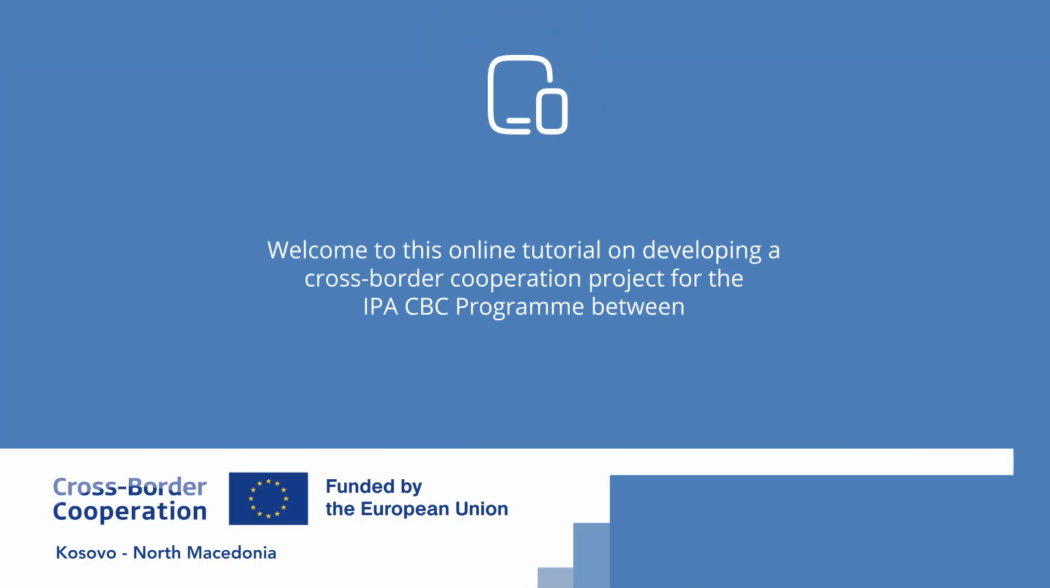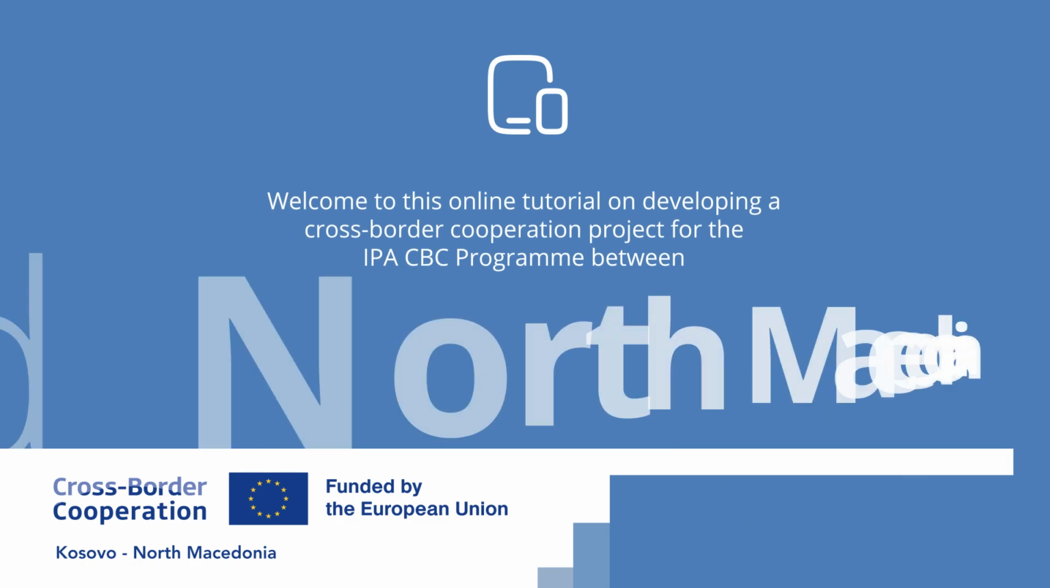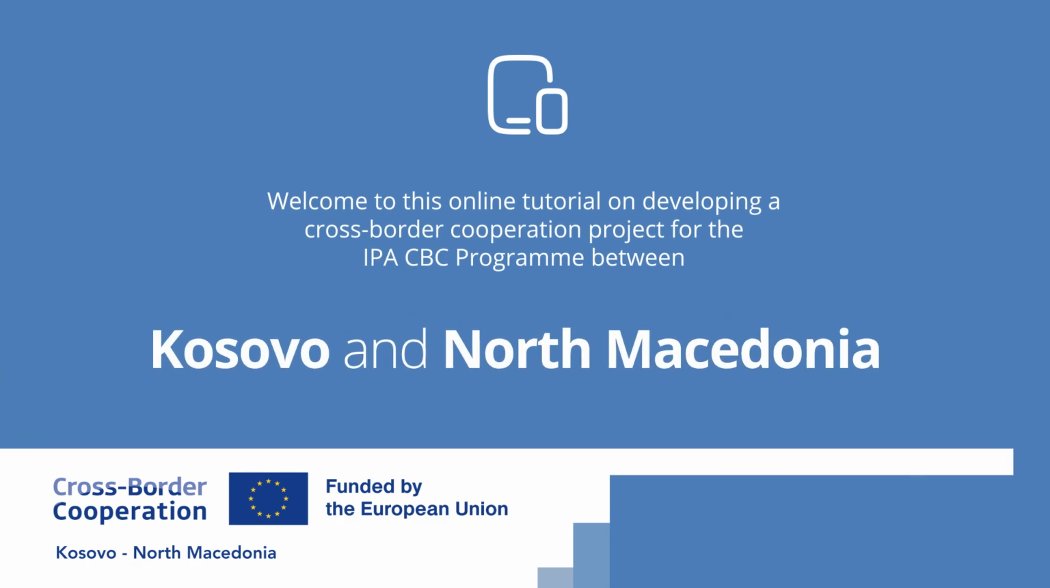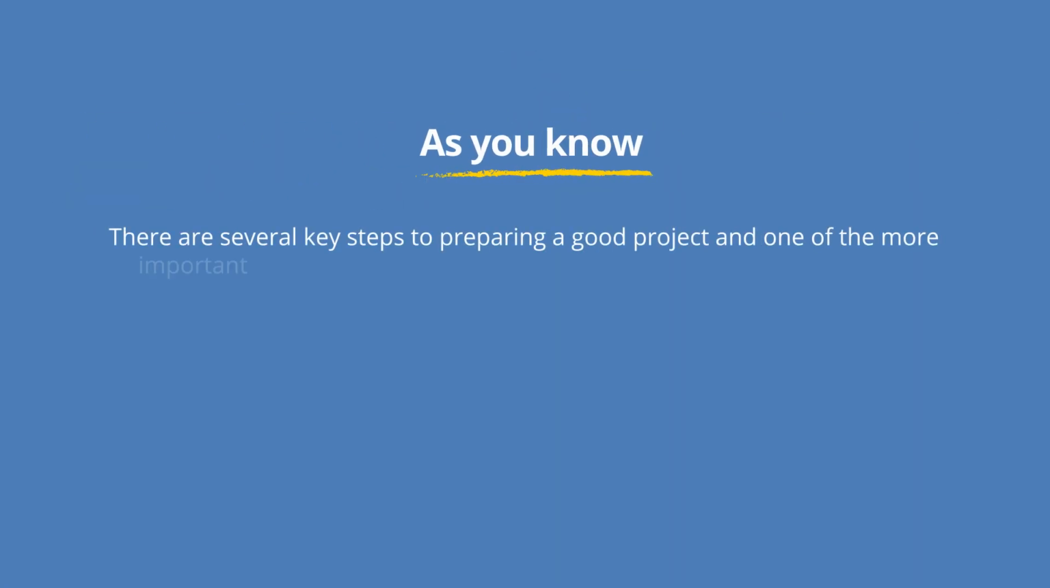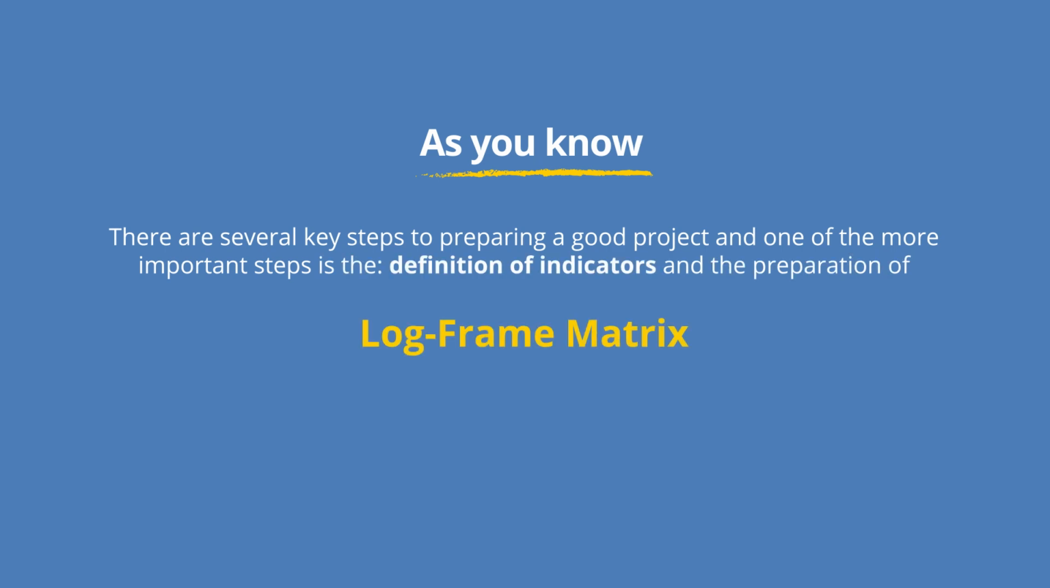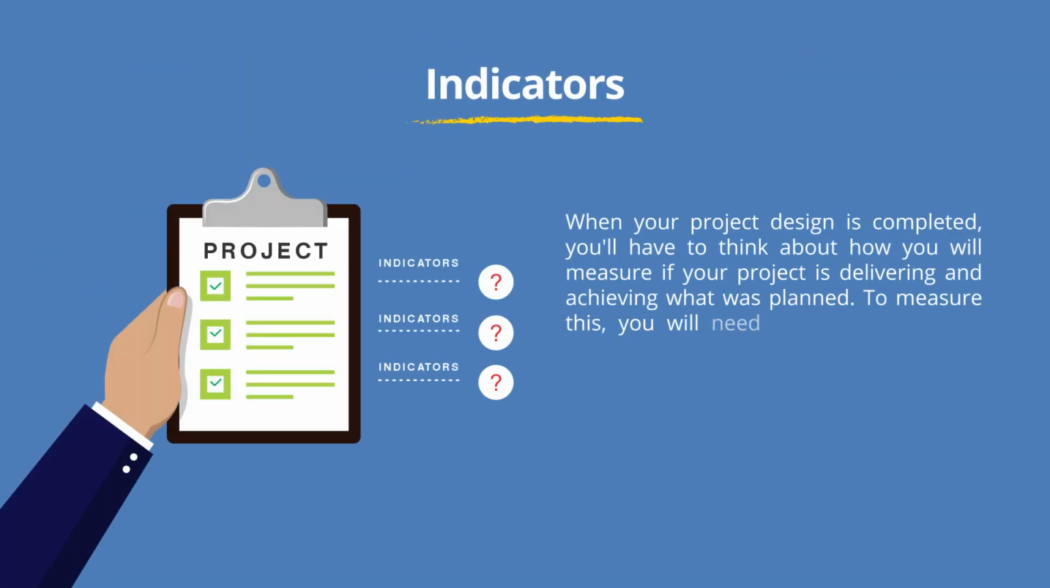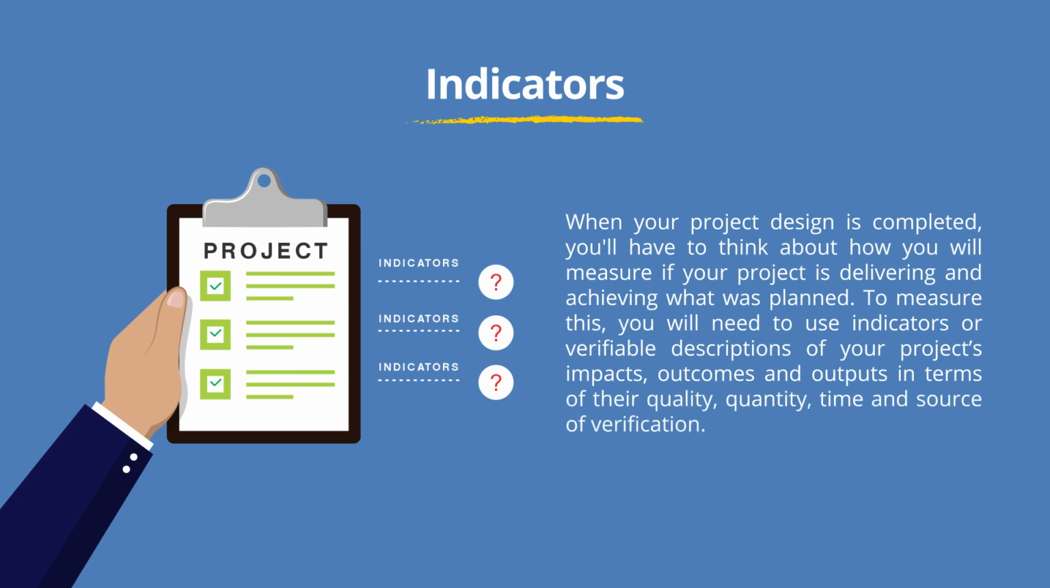Welcome to this online tutorial on developing a cross-border cooperation project for the IPA CBC program between Kosovo and North Macedonia. As you know, there are several key steps to preparing a good project, and one of the more important steps is the definition of indicators and the preparation of the log frame matrix. When your project design is completed, you'll have to think about how you will measure if your project is delivering and achieving what was planned.